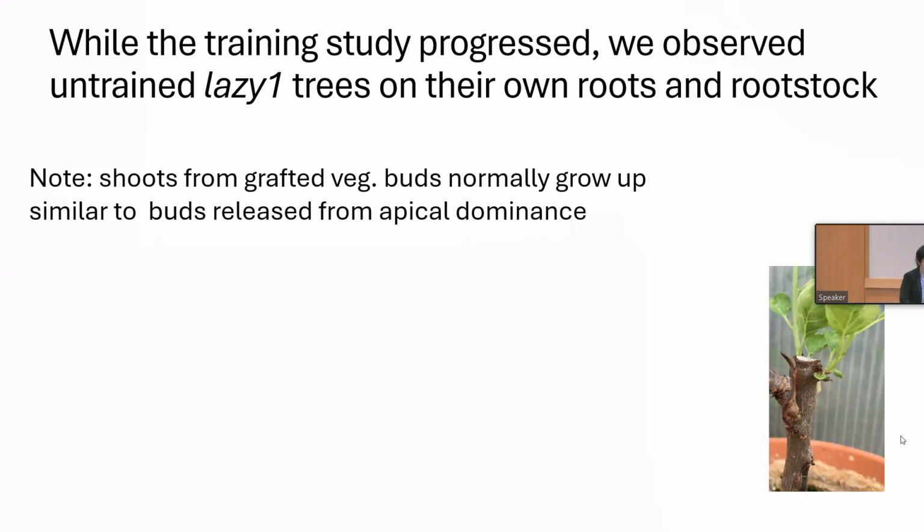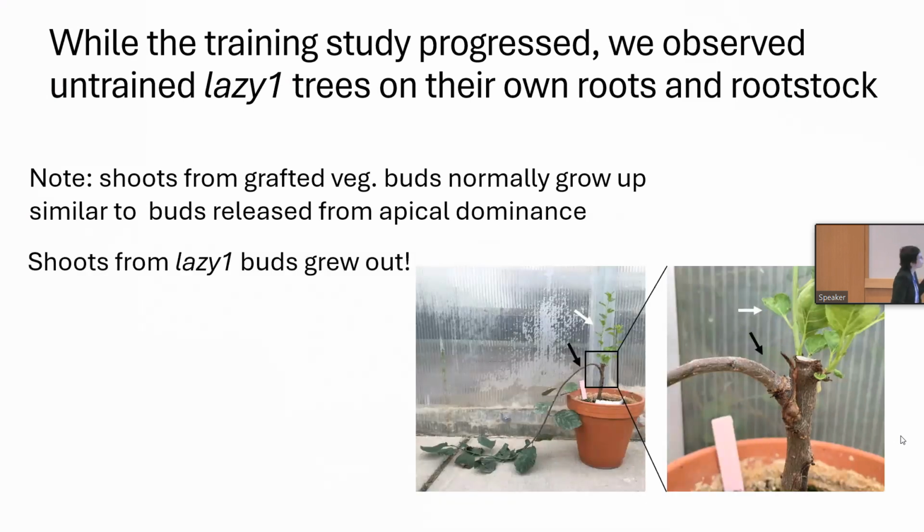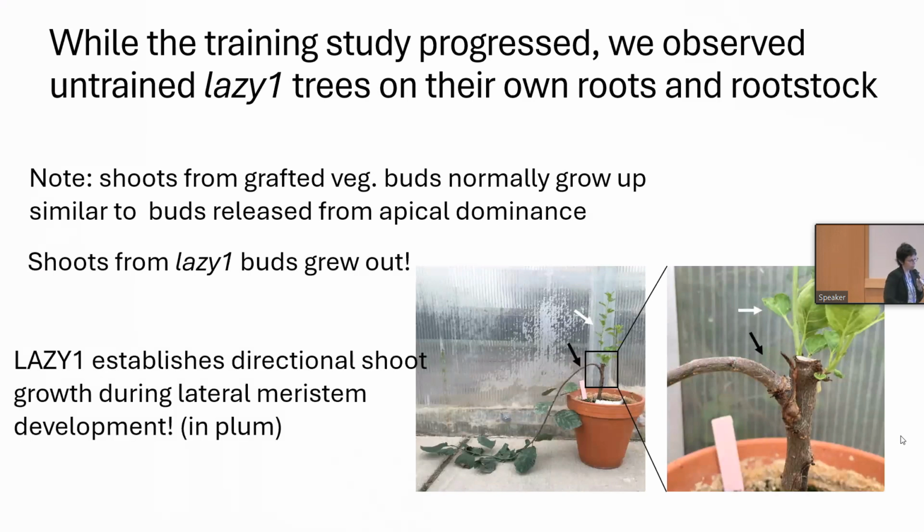But when we grafted lazy onto our rootstock, it didn't want to grow up. It completely lost its ability to grow upward when that bud was forming. So it just grew out and it grew down. That suggests that lazy 1 is important for establishing this directional shoot growth early on, before there maybe is gravity sensing, or when gravity is just being sensed in the developing bud. And that was very surprising.